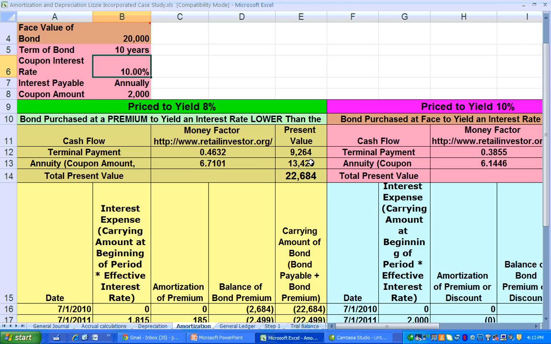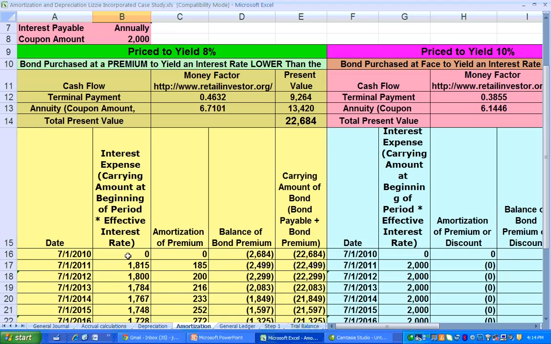And that gives us the present value using an 8% discount rate of $22,684. This is what the person bought Lizzie Incorporated's bond for. So that was the cash she received, which gives the premium at July 1st of 2010 of $2,684. That's going to be a credit balance. The carrying amount of the bond then is the $20,000 plus the premium for a total carrying amount of the bonds of $22,684.